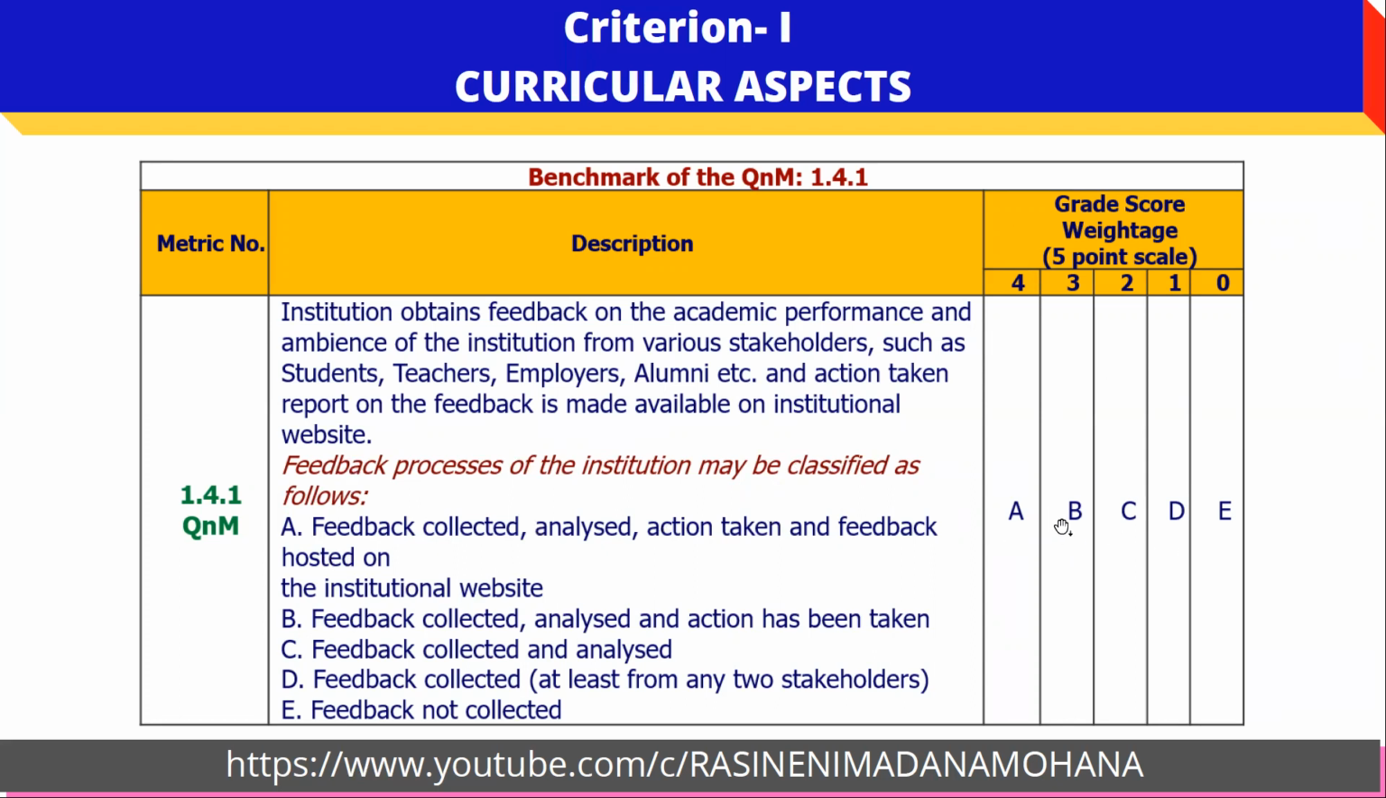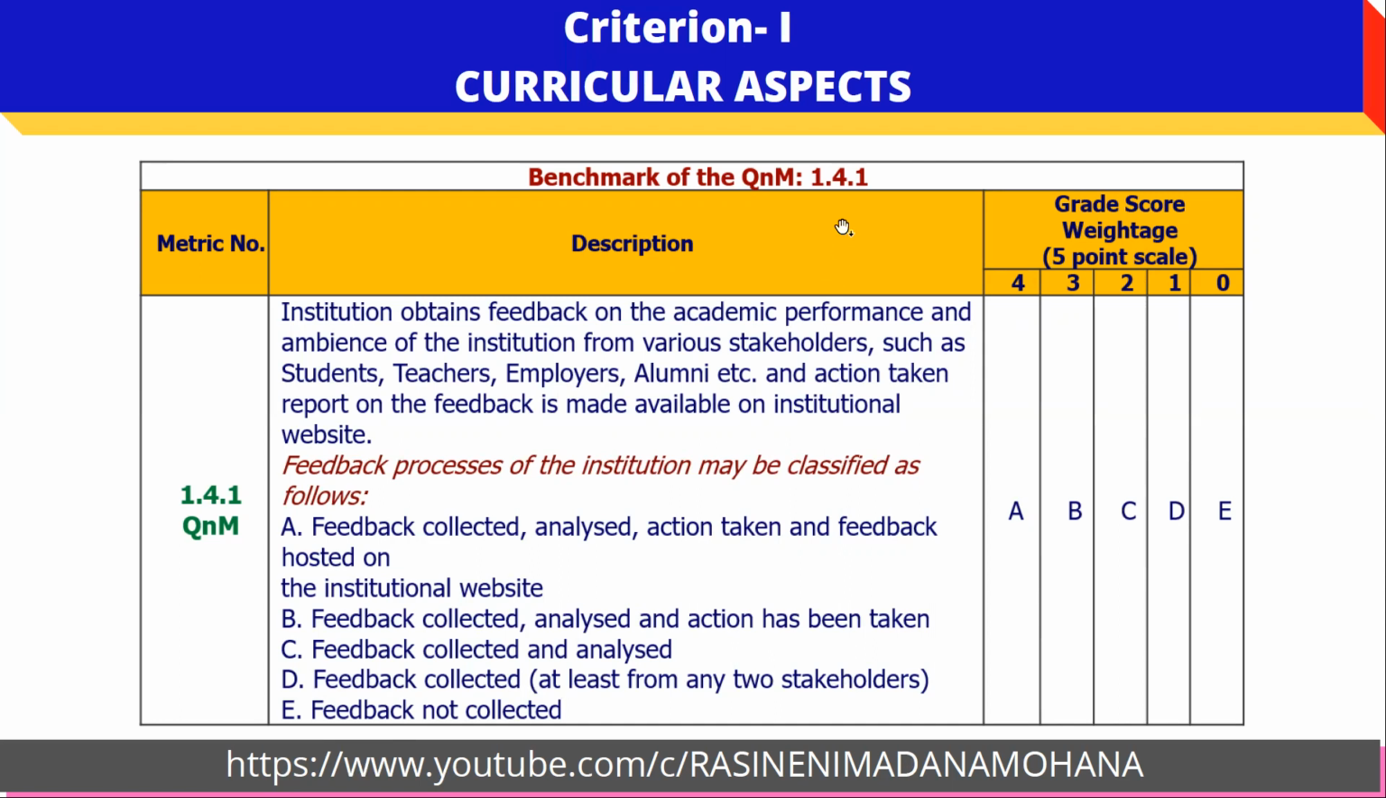If your option is B, that means feedback collected, analyzed, action has been taken but not hosted on the college website, you will get only 3 grade points. If just your feedback is collected and analyzed, your answer is C, you will get only 2 grade points. Then D, feedback collected from two stakeholders, you will get only 1 grade point. Feedback not collected, 0. So this is the benchmark of 1.4.1.